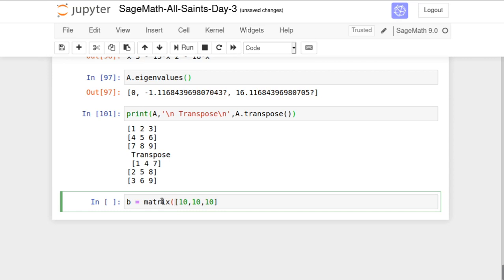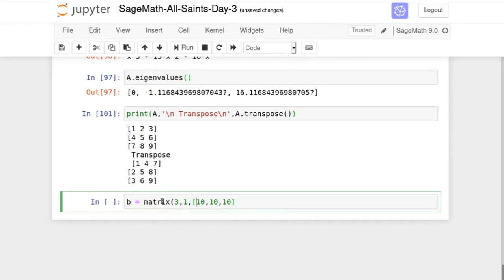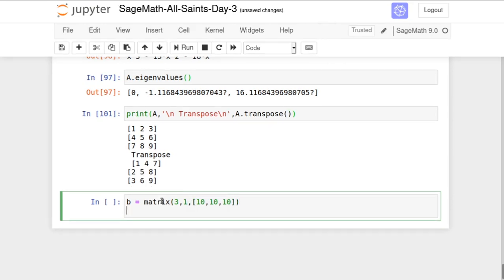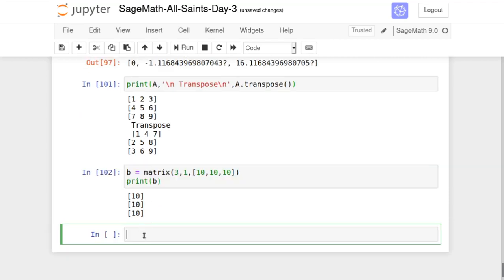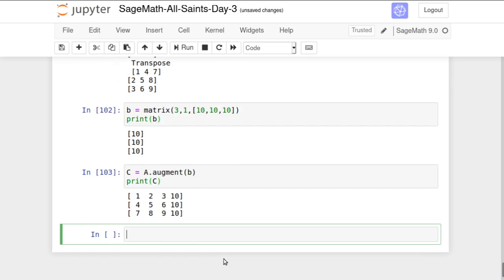So this I want to be a column matrix, which means that there are 3 rows and 1 column. So I can just split it like this: 10, 10, 10. And if I print B, what will happen? 10, 10, 10. Now to augment, C equal to A dot augment B, and if I print C, I'll get 1, 2, 3, 10, 4, 5, 6, 10, 7, 8, 9, 10. This is how we prepare the augmented matrix.